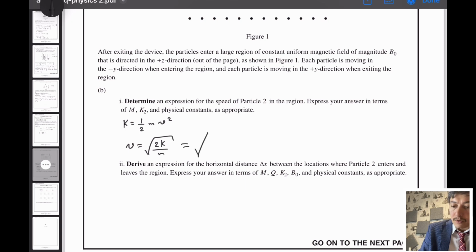Okay, what's the kinetic energy of the second particle? It's K2 divided by the mass, which is m over 2. So in that case, it's going to be under the square root, 2 times 2, 4. We can take it out of the square root. It's going to be 2 times square root of K2 over m.